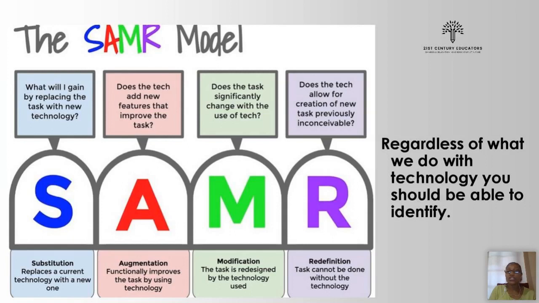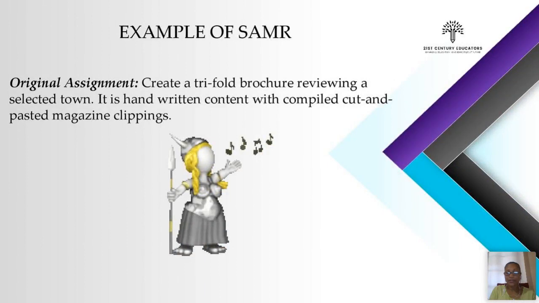Modification, does the task actually change with the use of tech? And redefinition, does the tech allow for creation of new tasks previously inconceivable? And I just want to mention that sometimes in one lesson, you can have multiple levels of the SAMR model. So at one part of your lesson, you may have done substitution. In another aspect, you may move to modification. So sometimes you can have two or three levels of the SAMR model. So any questions? Because now we're going to see if you were paying attention.